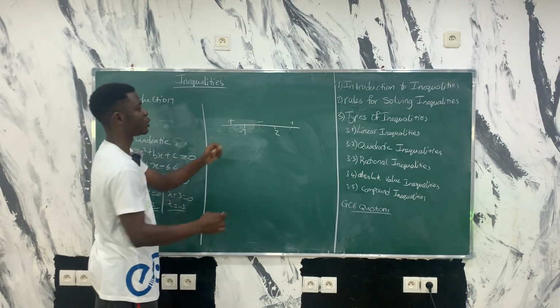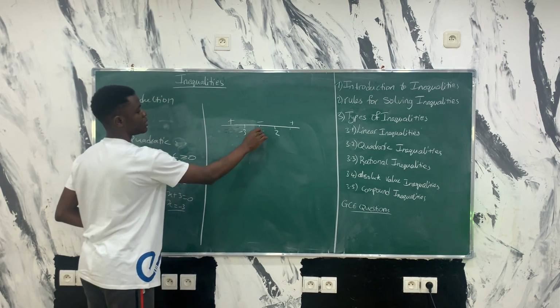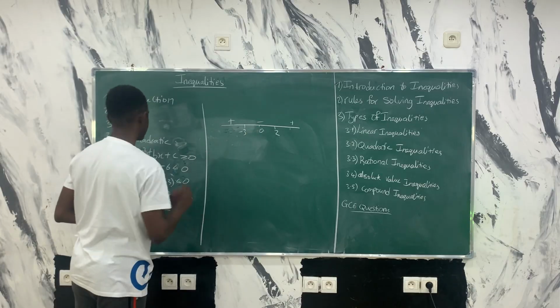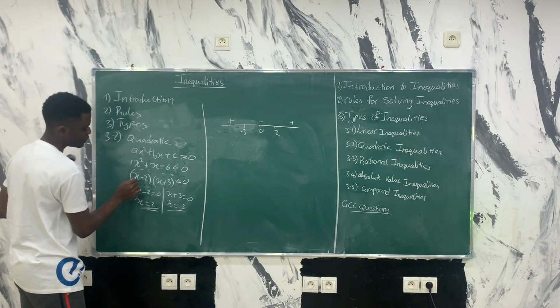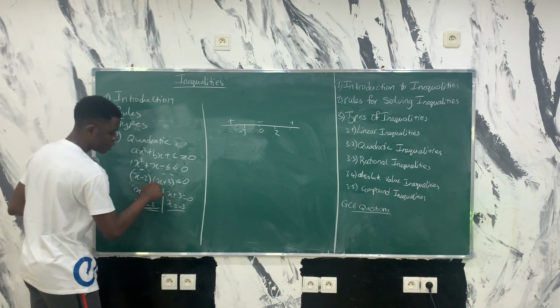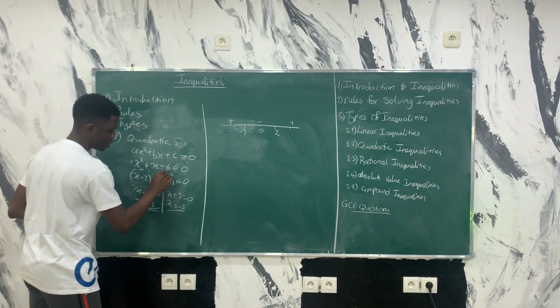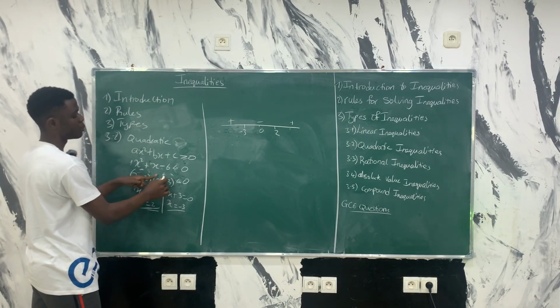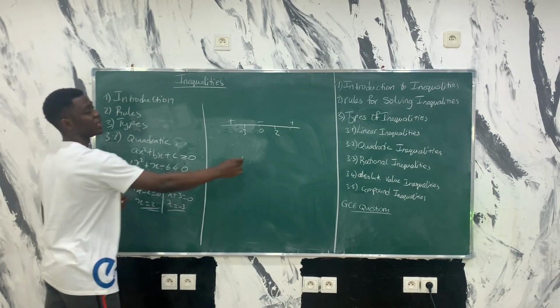If you don't trust this answer, we can still choose another value of x, which is 0, in between minus 3 and 2. Let's put 0 and see if the sign will be negative. So when we put 0 here, we have 0 minus 2 is minus 2. We have a negative answer. 0 plus 3 is plus 3. So a positive answer times a negative answer times a positive answer will always give a negative answer.